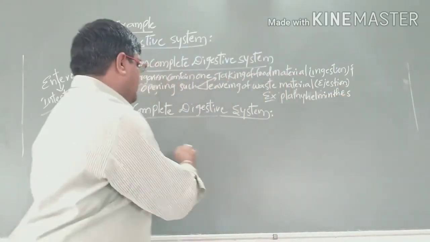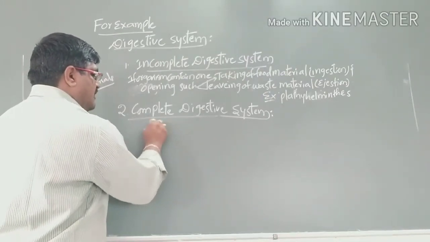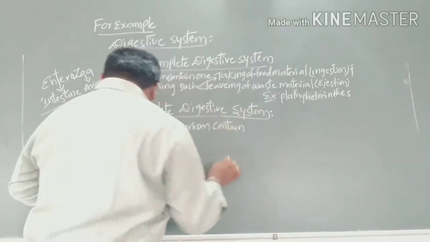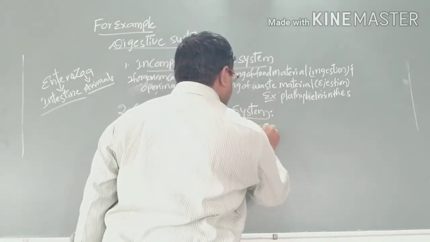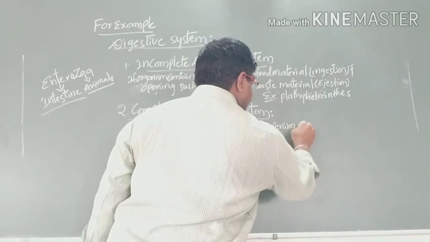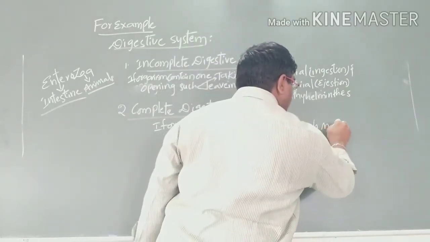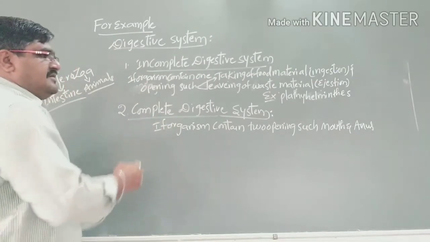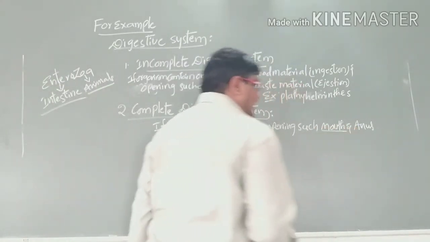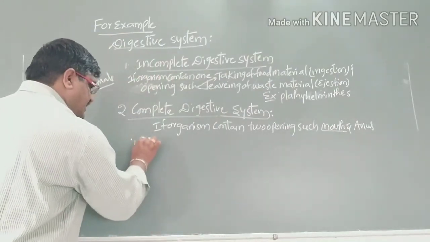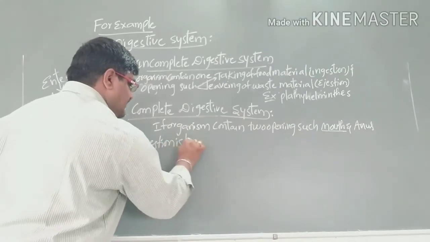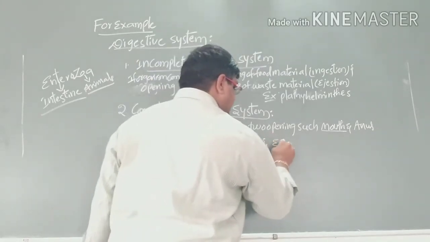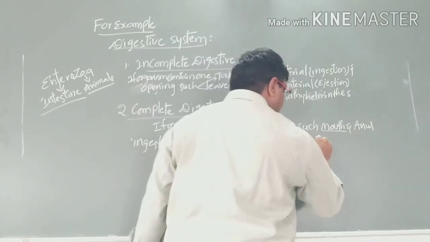Now we can call the other type complete. If the organism contains two openings, such as the mouth and anus, taking in food materials, that means ingestion, takes place by the mouth, and ejection takes place by the anus.